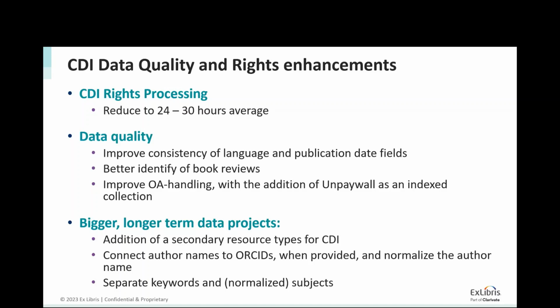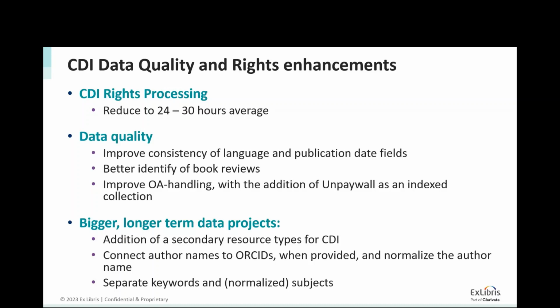In terms of data quality, you probably heard that we're working on a data excellence program. The data excellence program has a lot of different facets or tasks. A lot of it is about the KB, but some of it is also about CDI data quality. There are a few things that we are working on right now. One is improving the consistency of the language in publication date fields, which is also going to influence the accuracy of linking and the accuracy of the facets.